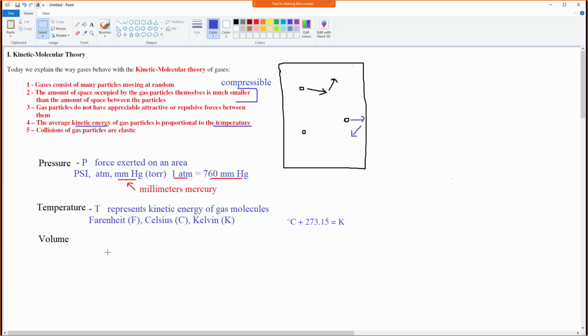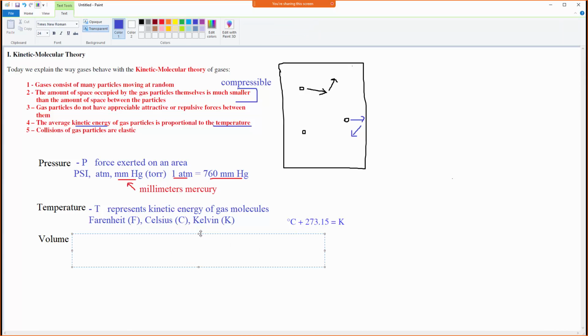Okay, and finally volume. This, I think, makes sense. Gases take up space, and we represent space by V for volume. So this is V.